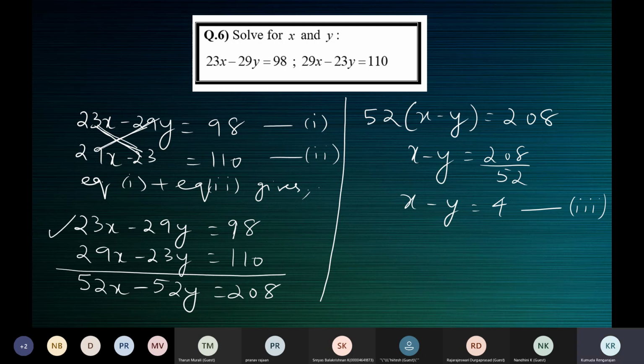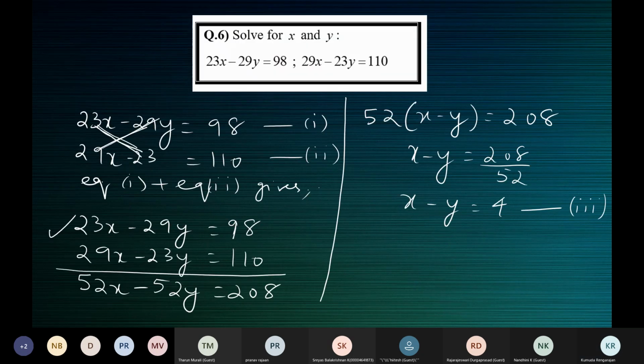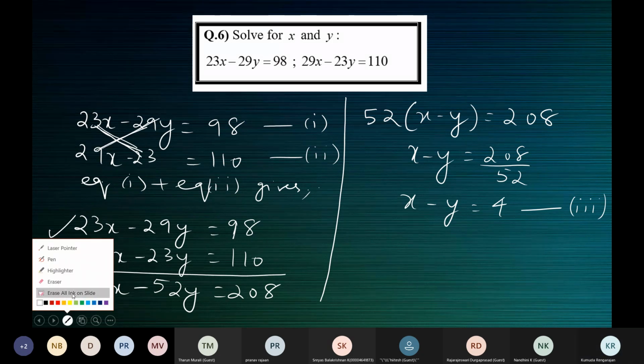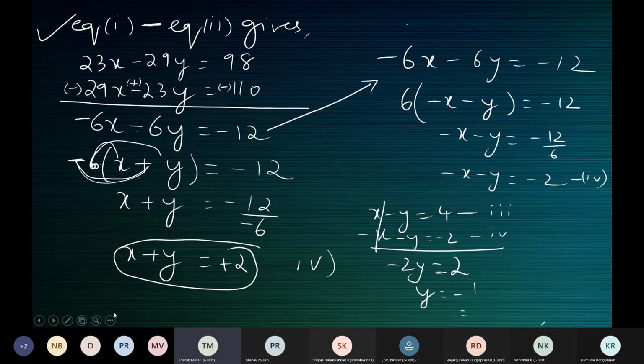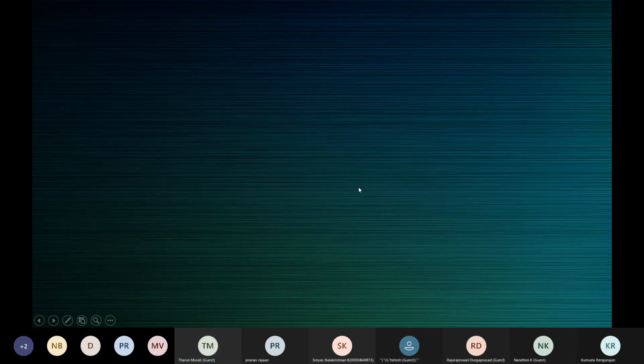The given equations are called 1 and 2. We add equations 1 and 2. Then we get a new equation 3. We subtract the equations 1 and 2. We get a new equation 4. And we solve the new equations 3 and 4 to find the values of x and y. Is that correct? Yes, ma'am. Very good.